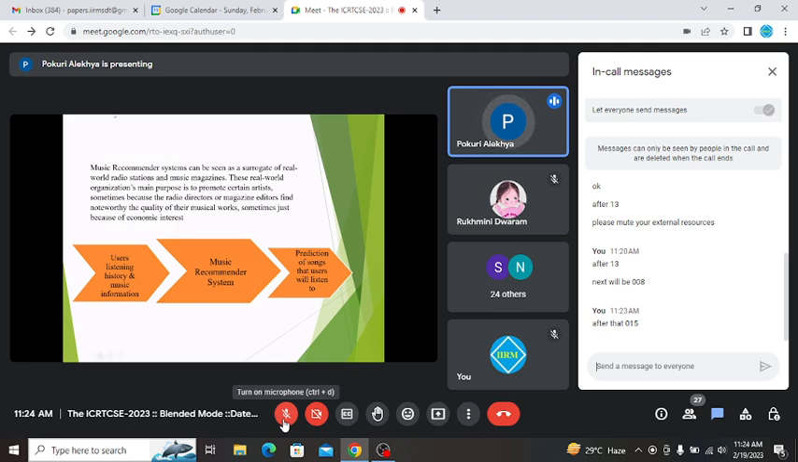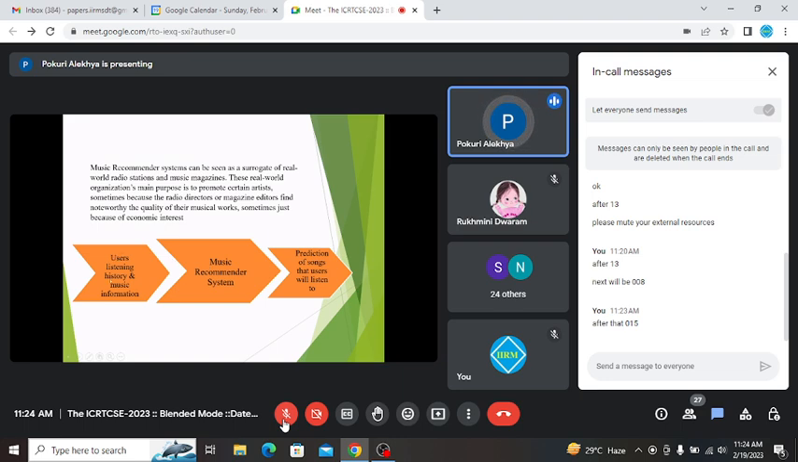The music recommendation system is now very compatible with our real world, sir, because the main purpose is to promote certain artists, and sometimes radio directors and magazine editors do not find the quality. It means magazine editors will know the preferences of the users from this music recommendation system, so that they can build an economic interest in their production, sir. This is a small diagram.